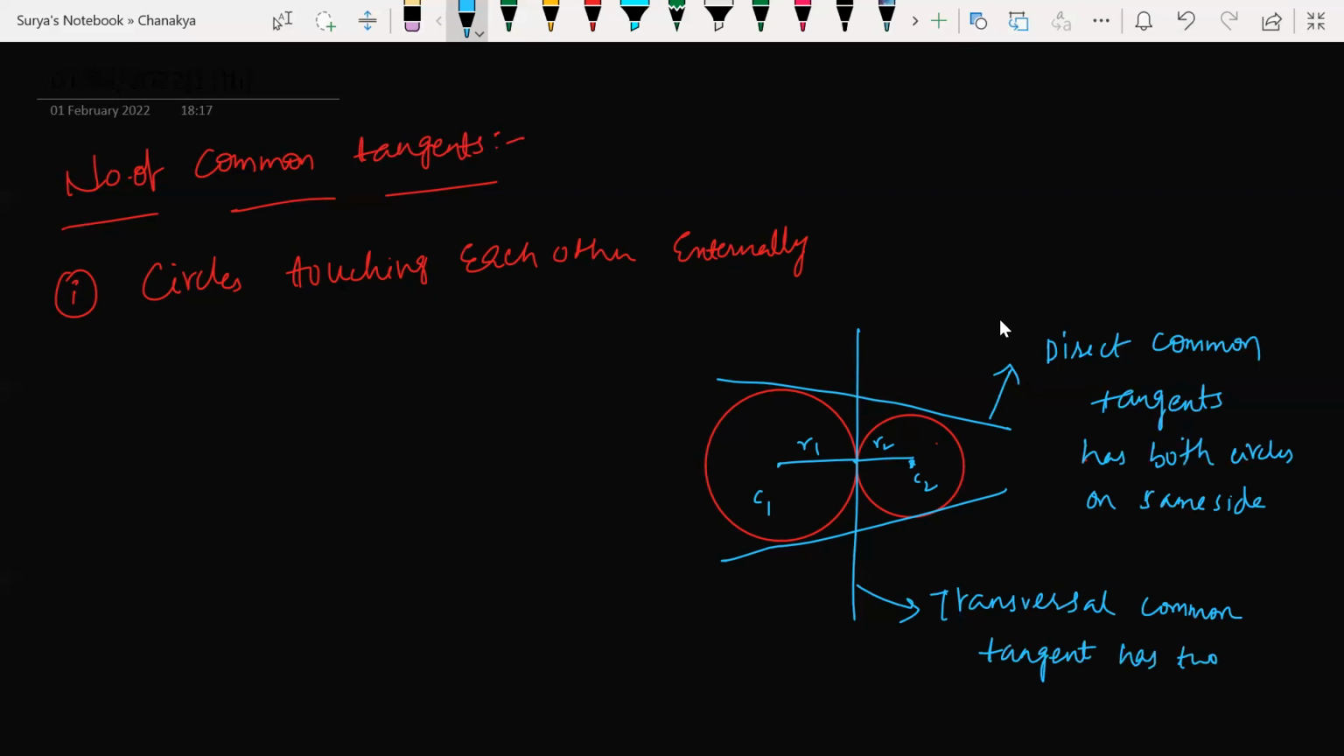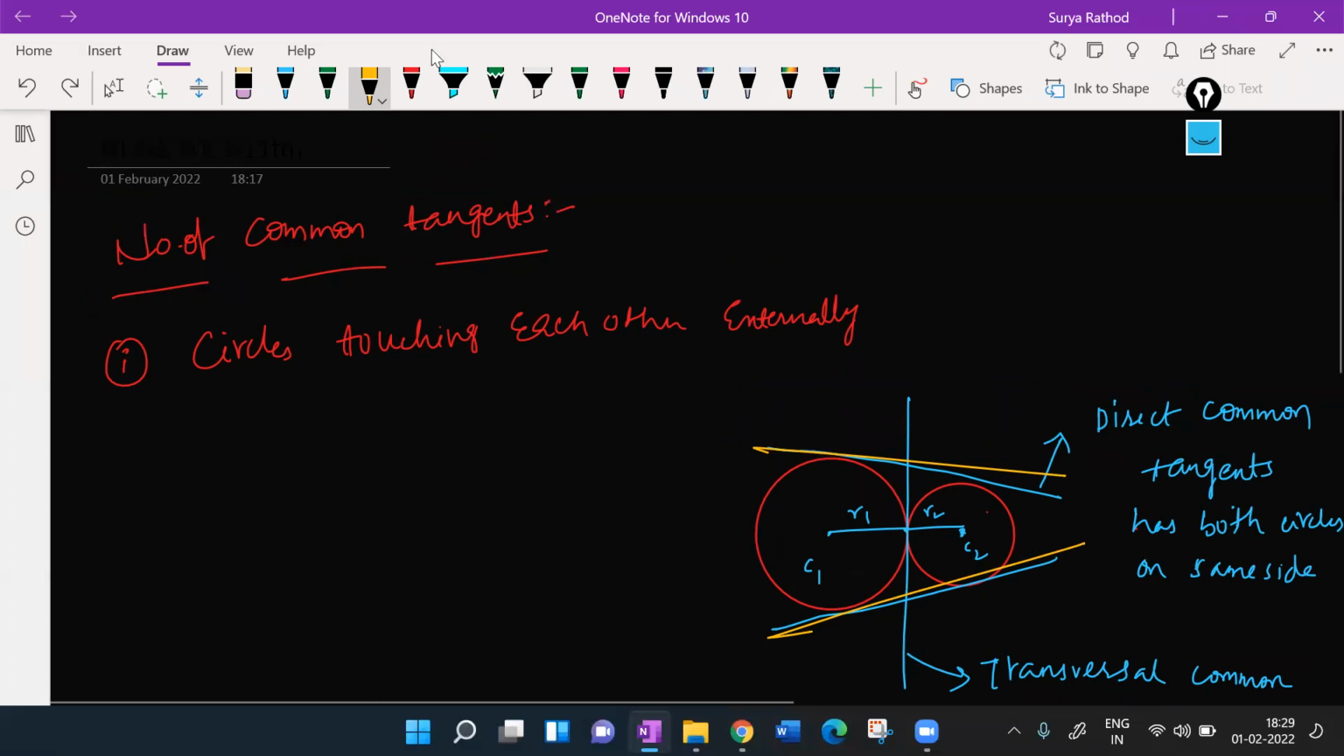It has the two circles on different sides. Am I correct? Look at it here. This is a direct common tangent. This is one direct common tangent. Here. So these direct common tangents have both the circles on the same side. The tangent which I'm drawing from in between, that is my transversal tangent, which has the two circles on different sides. Right. So number of common tangents. How many tangents can be possible here commonly?